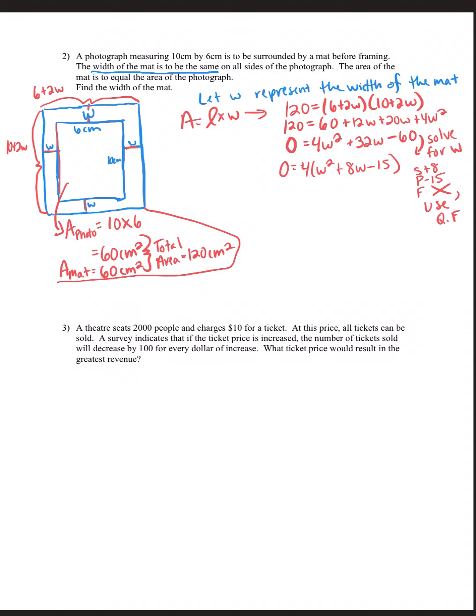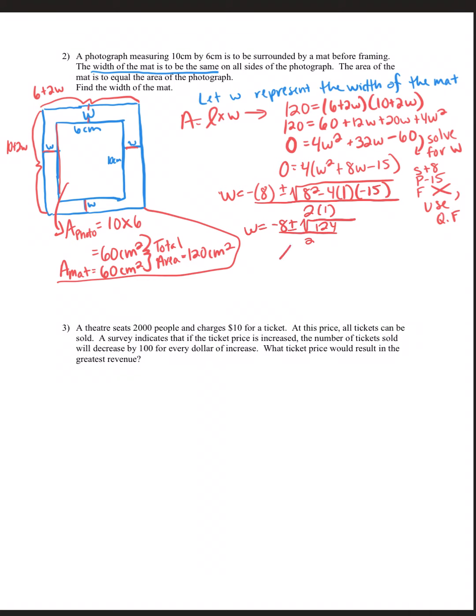Okay, so if I set up my quadratic formula, that means in this case W is going to equal negative B, which is negative 8, plus or minus the square root of B squared minus 4 times my A value, which is 1, times my C value, which is negative 15. All of that is going to be over 2A, so 2 times 1. So W is going to equal negative 8 plus or minus, under that square root we should get 124, divided by 2.